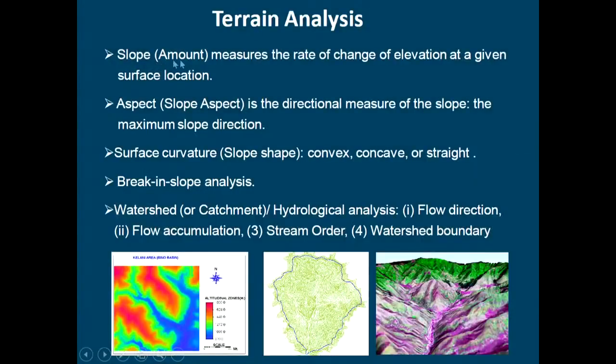So if you see it here, slope measures the rate of change of elevation at a given surface location. What is the direction of the slope? That is called aspect. Surface curvature, break in slope analysis. We can perform watershed, catchment, hydrological analysis, flow direction, flow accumulation, stream order, watershed boundaries. These all can be performed automatically. If you are an expert in algorithms of these concepts, then you can directly implement these things with the help of any programming language like Python.